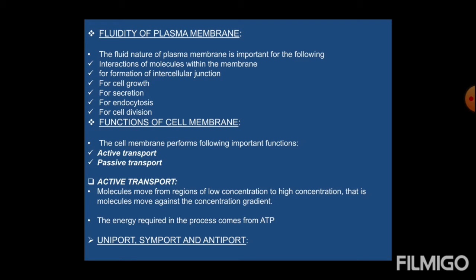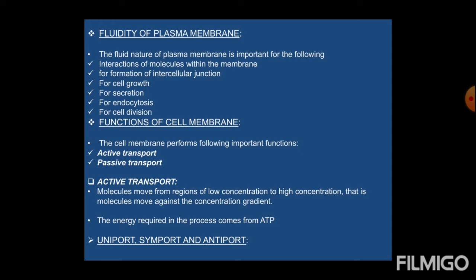Therefore, this fluid nature of the plasma membrane helps to perform various functions, such as interacting with molecules in and out of the cell membrane. It helps in cell growth, secretion, endocytosis, and cell division. So these are the functions which we are going to study in detail in the later part of the chapter. Now the major functions of the cell membrane.